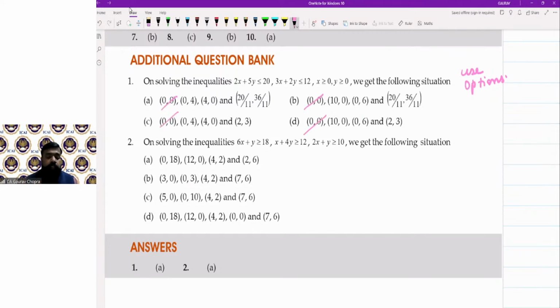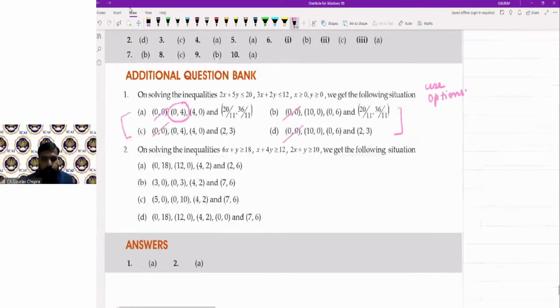Now you can check 0,4. If 0,4 is correct, that means the answer lies in A and C. If it is not correct, then the answer will lie in B and D. So always check in this manner. So let us try this.